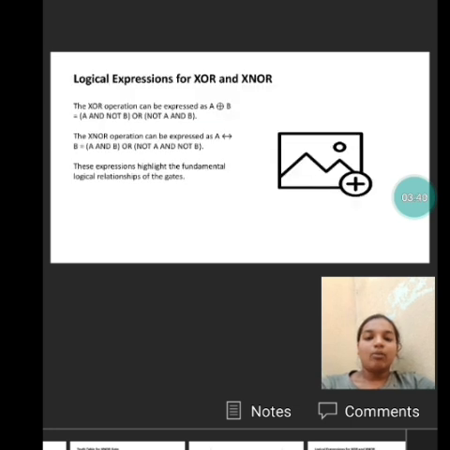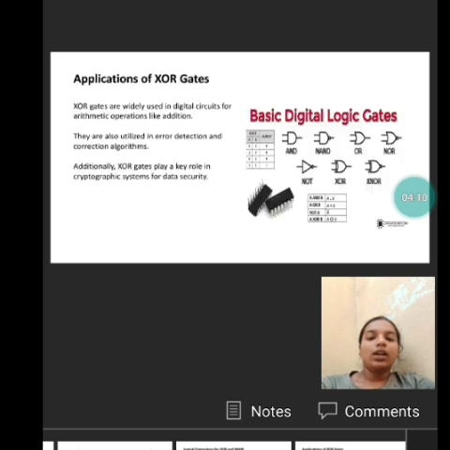Next slide is about the logical expression for XOR and XNOR. The XOR operation can be expressed as A XOR B equals A and not B, or not A and B. The XNOR operation can be expressed as A XNOR B equals A and B, or not A and not B. These expressions highlight the fundamental logical relations of the gates.